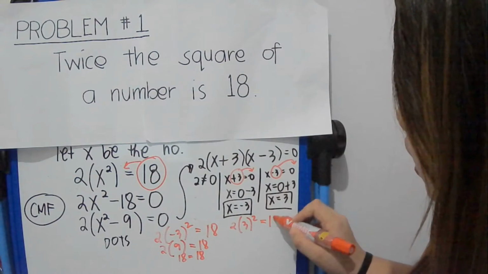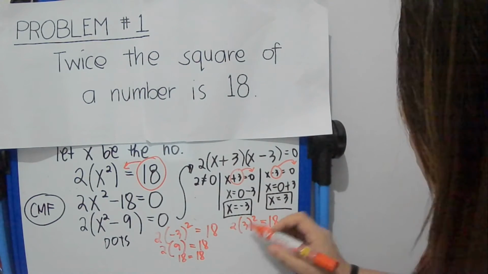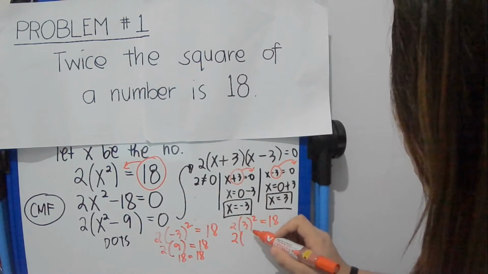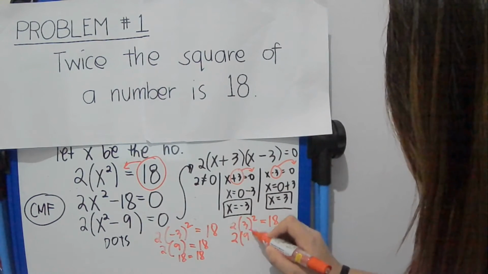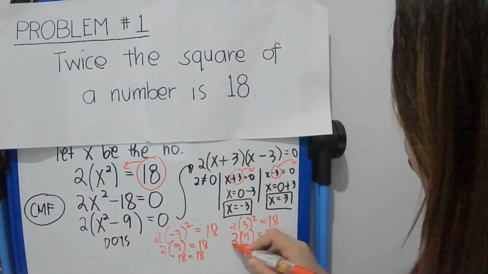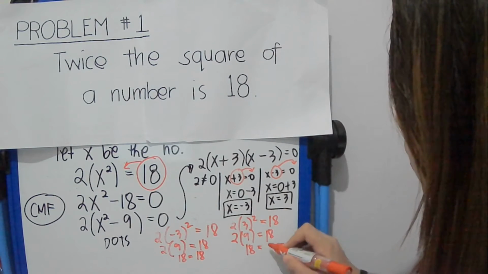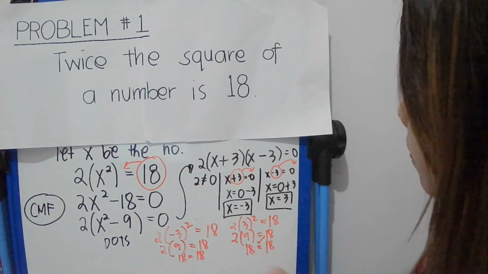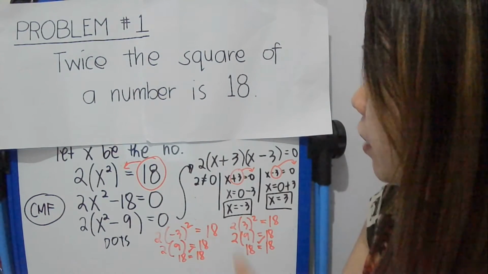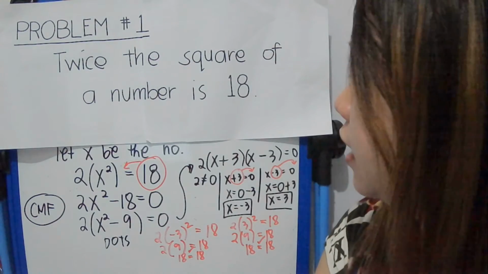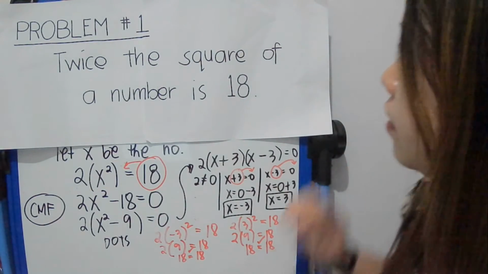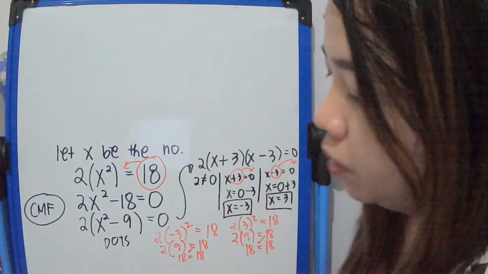Dapat ang sagot din ay 18. Let us see. So, that will be 2. Then, 3 squared means 3 times 3. So, 9. Then, 18. 2 times 9, that is 18. So, they are the same. So, napatunayan natin that the value of x is, or are, negative 3 and positive 3. So, that will be for problem number 1.